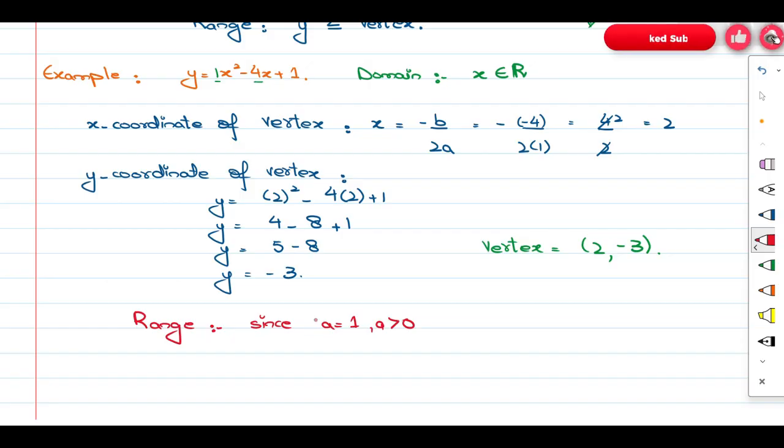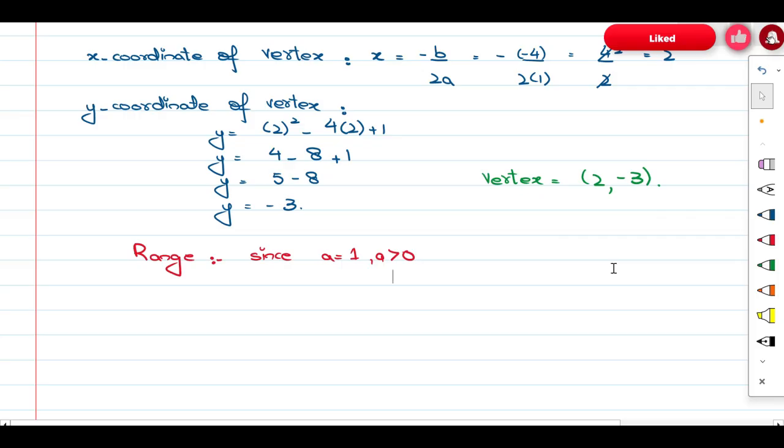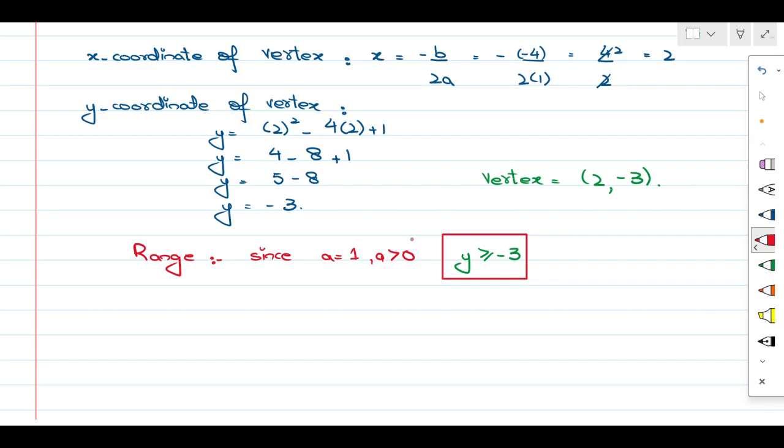When the a value is positive, what is your range? Okay, so when your a value is positive, we can say the range is y is greater than or equal to the y coordinate of the vertex, which is -3. So this is how you can get the range of that quadratic function. I hope you get it.